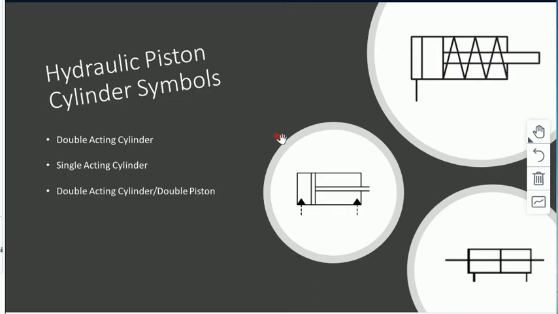Hydraulic piston and cylinder symbols, and these are the symbols you're dealing with. Some of them are almost self-explanatory. So here we've got the oil inlet line. That's where the oil is pushed in, the pressure is generated, and the piston is pushed forward against the spring.